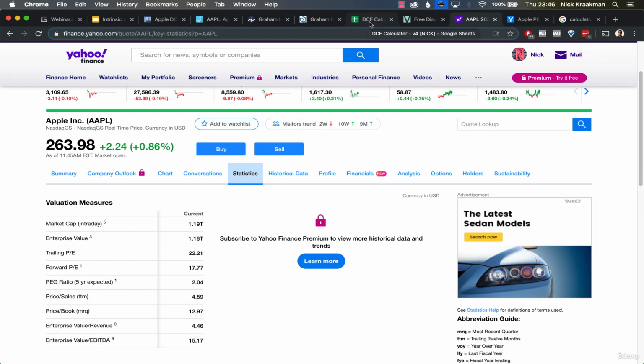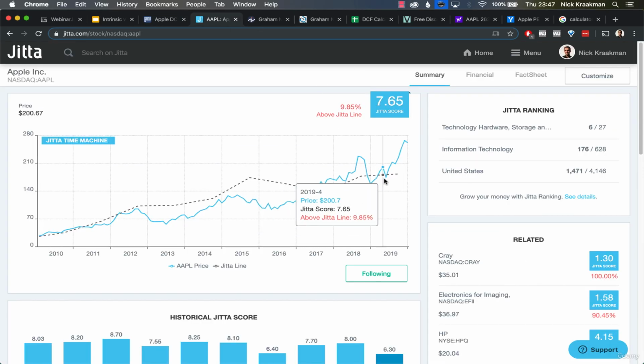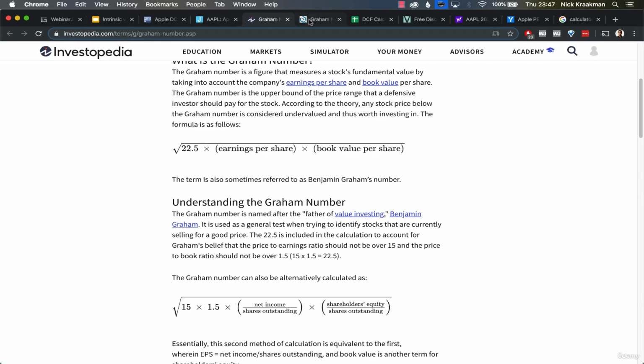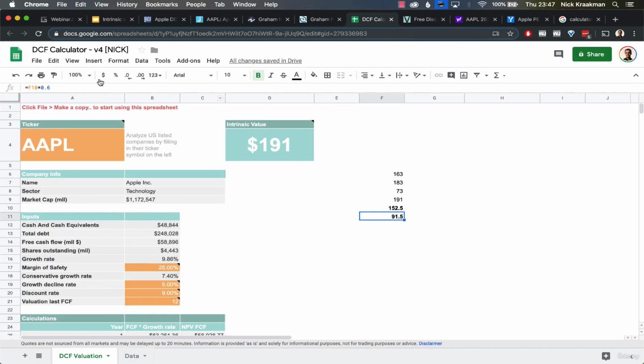Yeah, so that is what I wanted to show you today. The 4 tools: the Guru Focus discounted cash flow model, Jitta's Jitta line, which gives you a sense of how the price is doing compared to its intrinsic value. Then we have the Graham number calculator, and we have my free discounted cash flow calculator.